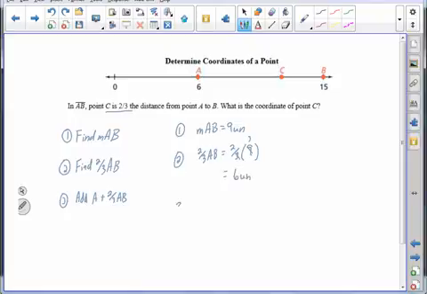And finally, now I can say A plus 2/3 of AB, and that will tell me where C is. So we can say that is equal to C. Here I'm going to say 6 plus 6 is equal to C. So the coordinate for C is 12.